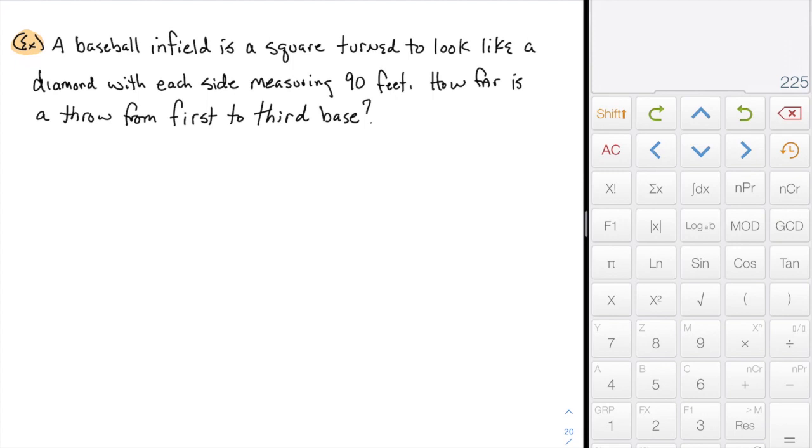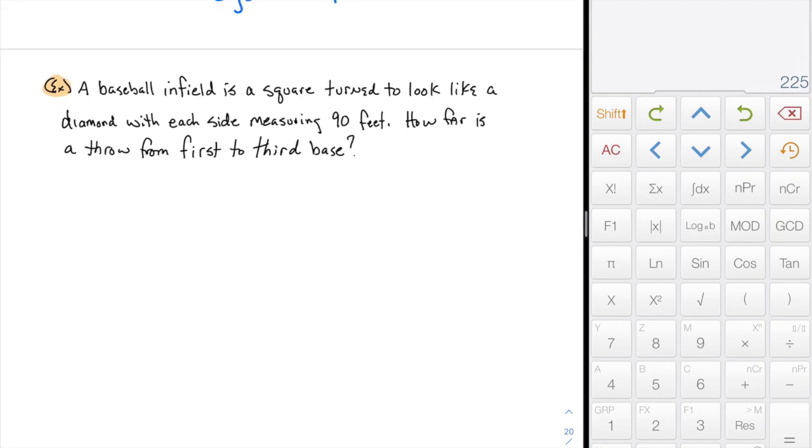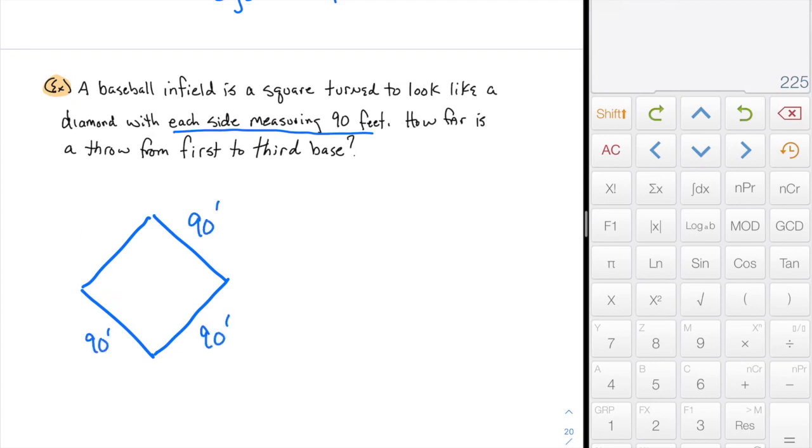A baseball infield is a square turned to look like a diamond. All right, so a square turned to look like a diamond. So I'm envisioning something that looks like this. And each side measuring 90 feet. So 90 feet, 90 feet, 90 feet, and 90 feet. How far is the throw from first to third base? Now, first base is over here, and third base is over here. I know that much. And a throw would be this diagonal distance.